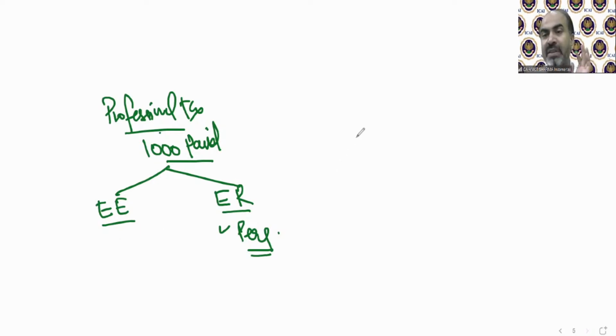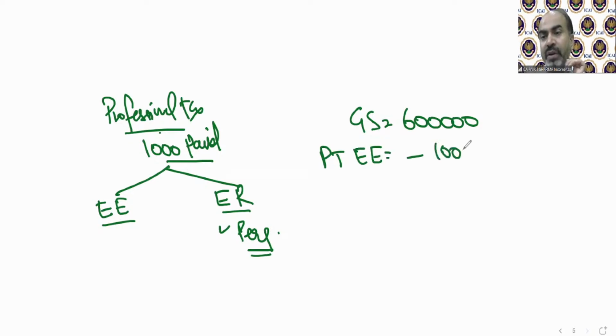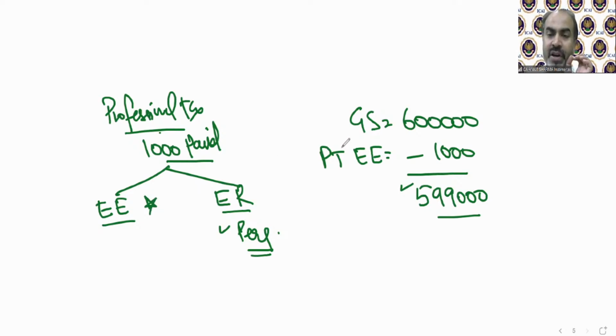The treatment is this: when your taxable gross salary is, for example, 6 lakh rupees. In the first case, when professional tax has been paid by the employee himself, we will deduct 1,000 out of gross salary. So 5,99,000 will be the result. We just need to deduct the professional tax paid by the employee out of the gross salary.